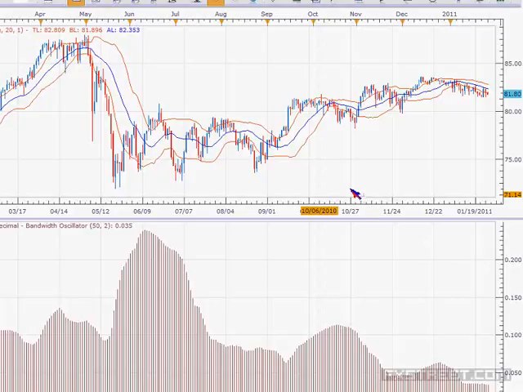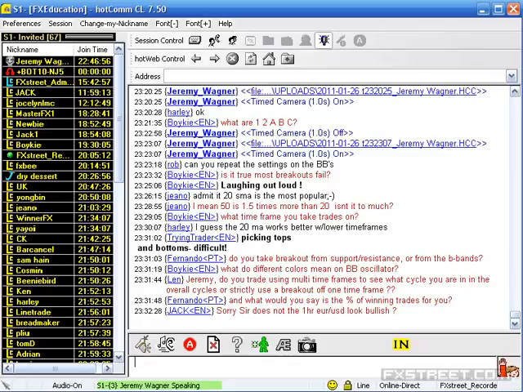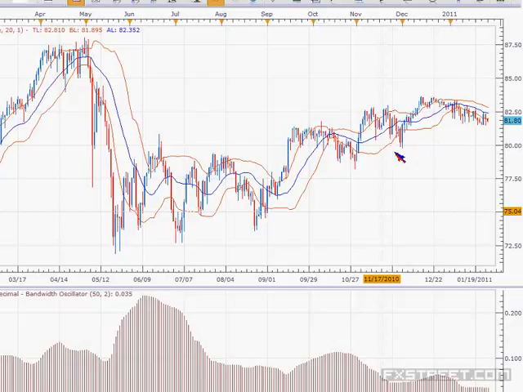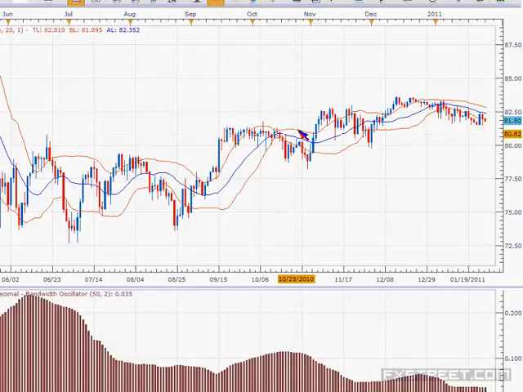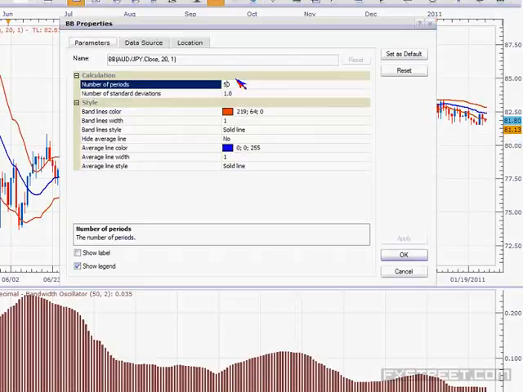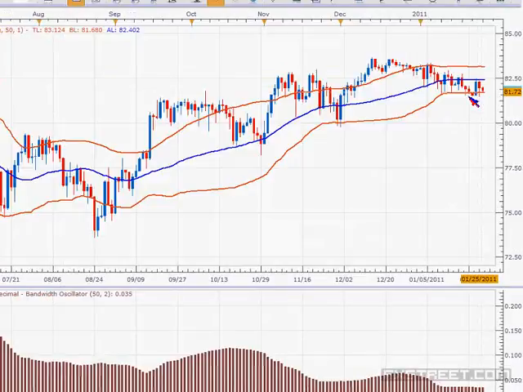Fernando says, do you take breakout from support and resistance or from Bollinger Bands? The answer to your question is yes. It's however you want to do it. Now, support and resistance, in this case of the Aussie yen, let me change this back to the 50 period. We've got the lower Bollinger Band, which is very close to the lows of these candles. So whether you're using the lower Bollinger Band or whether you're using the low of these candles, you're only fussing over maybe 10 or 15 pips on a daily chart. In the whole scheme of things, it's not a big deal.